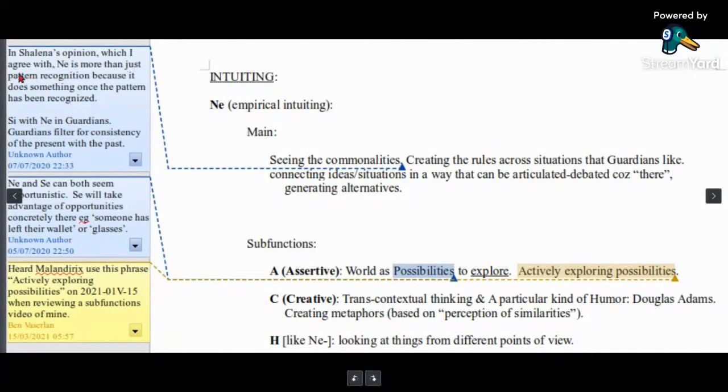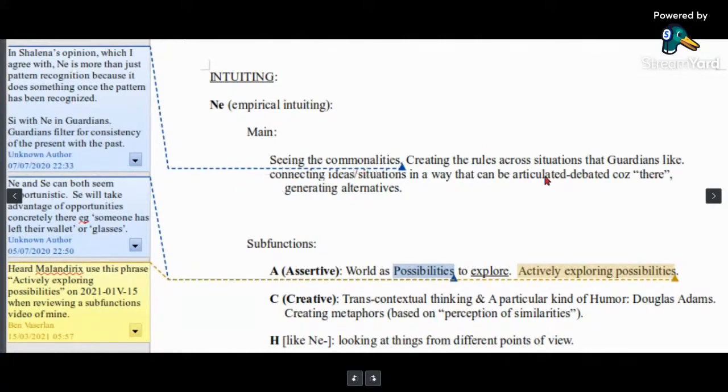Interesting, his opinion, which I agree with. Ne is more than just pattern recognition because it does something once the pattern has been recognized. Yes, especially Ne doms. They're seeking the possibility to realize it. Si with that. And the difference there between Se going after opportunities, concrete opportunity, and Ne going after possibilities. It's that the tactical is what's nearby. The Ne is more remote. Si with Ne in Guardians. Guardians filter for consistency of the present with the past.